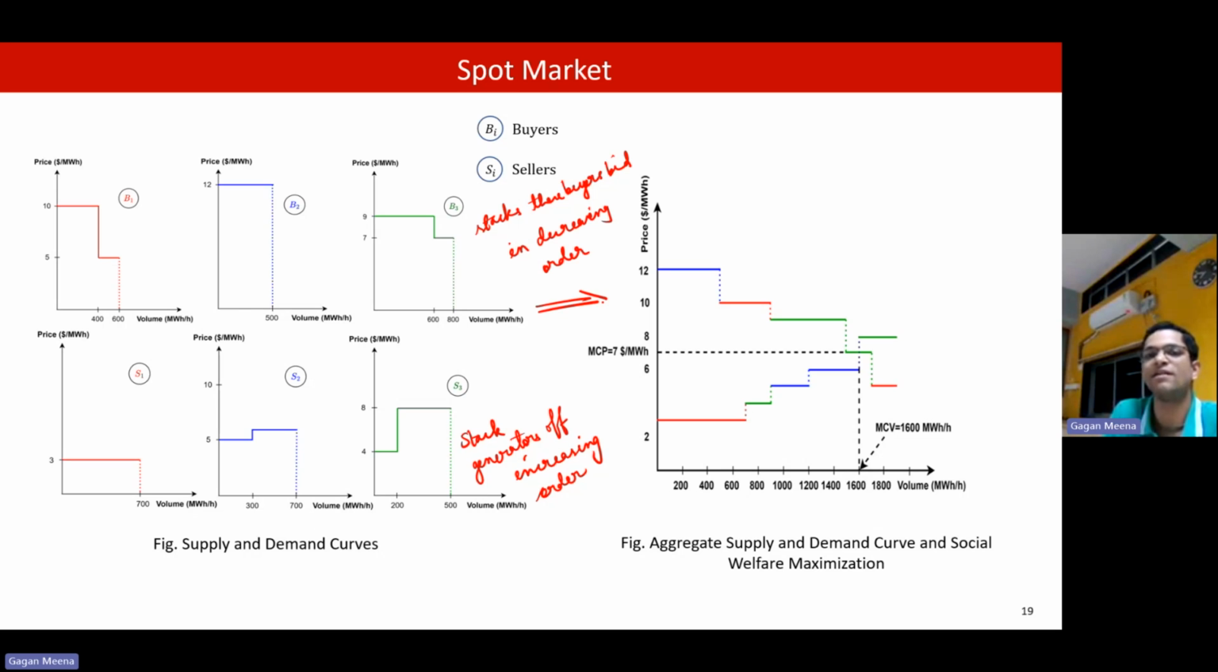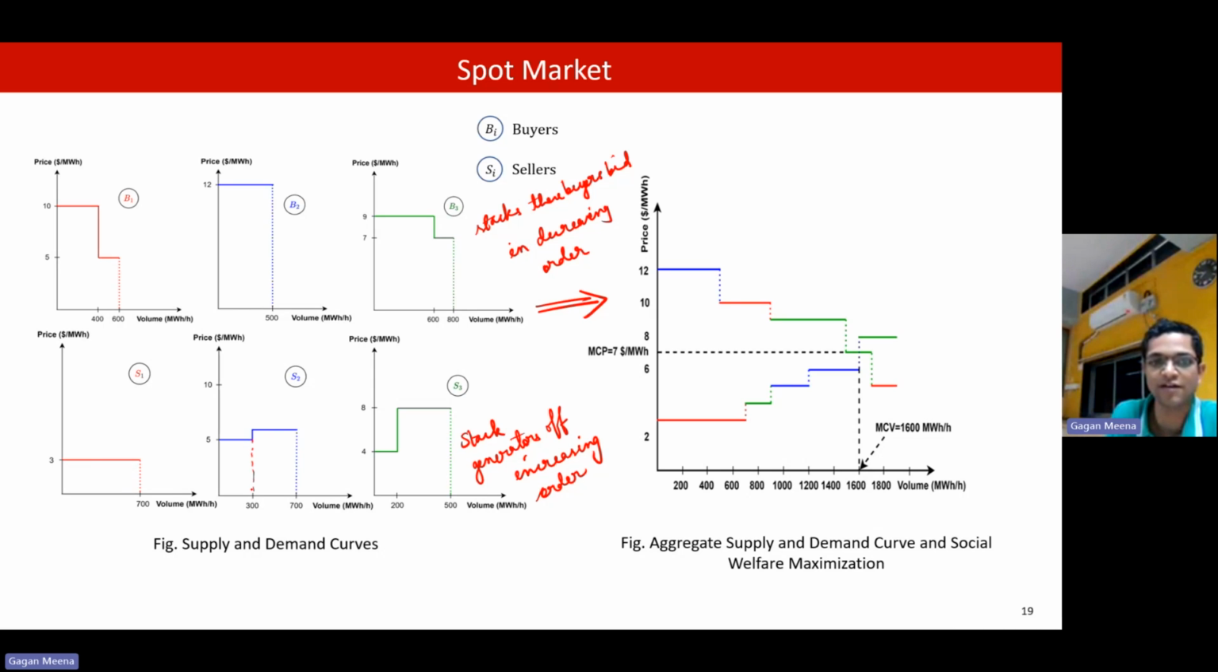After doing this, we will get this curve. So here, we see seller 1 is willing to sell 700 megawatt hours, a block of 700 megawatt hours, at a price of $3 per megawatt hour.